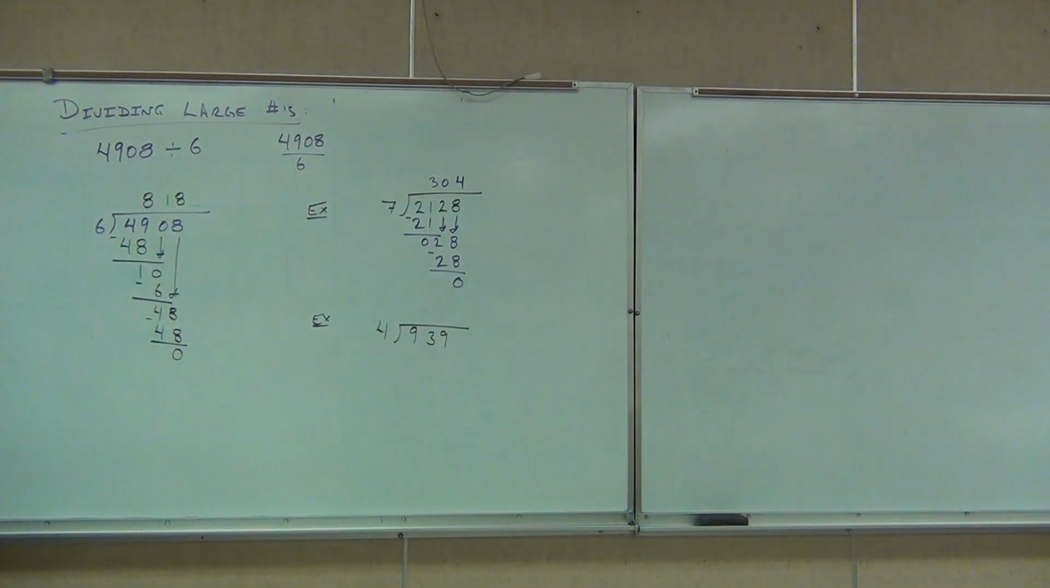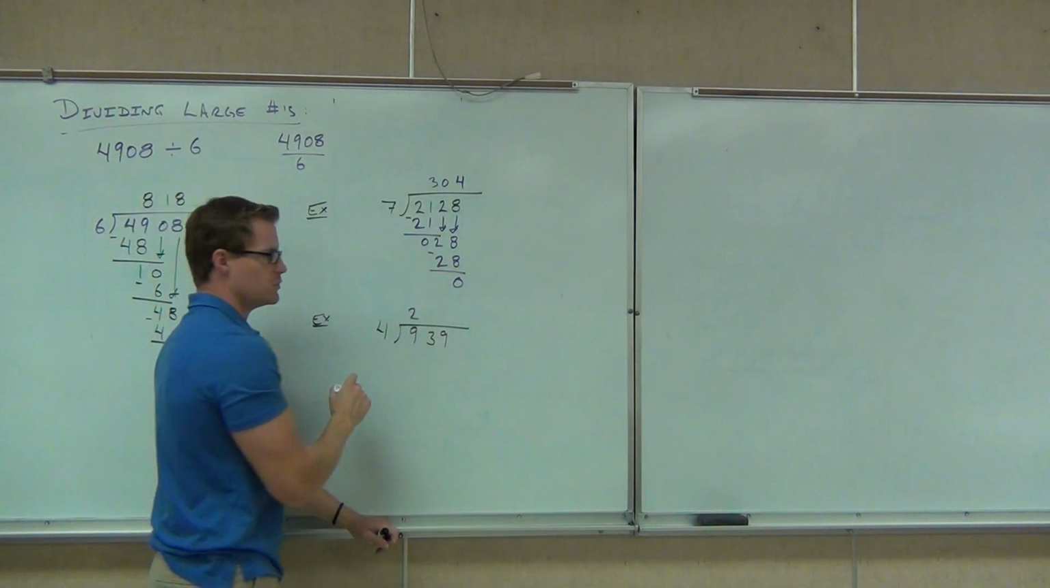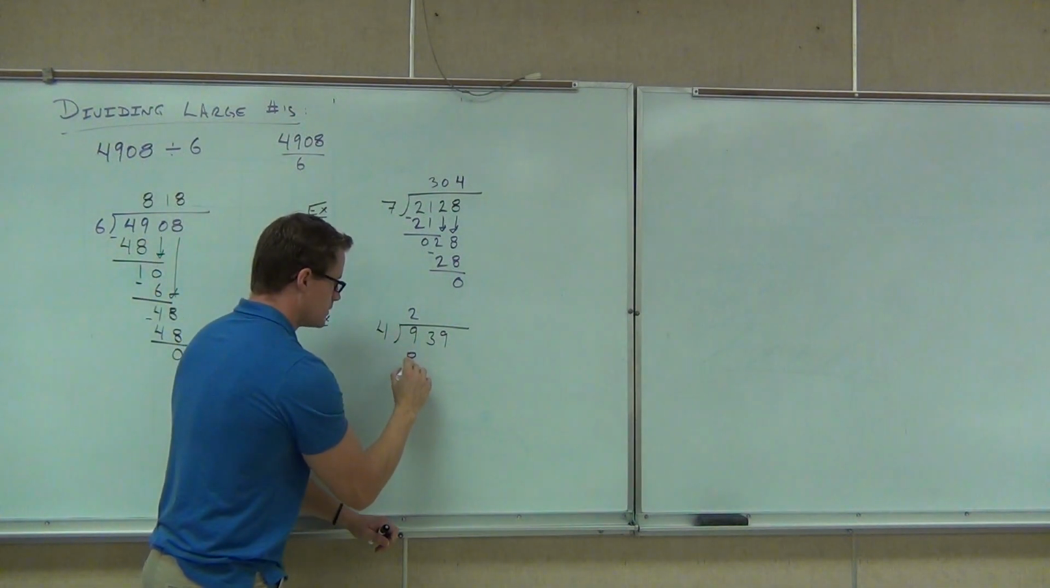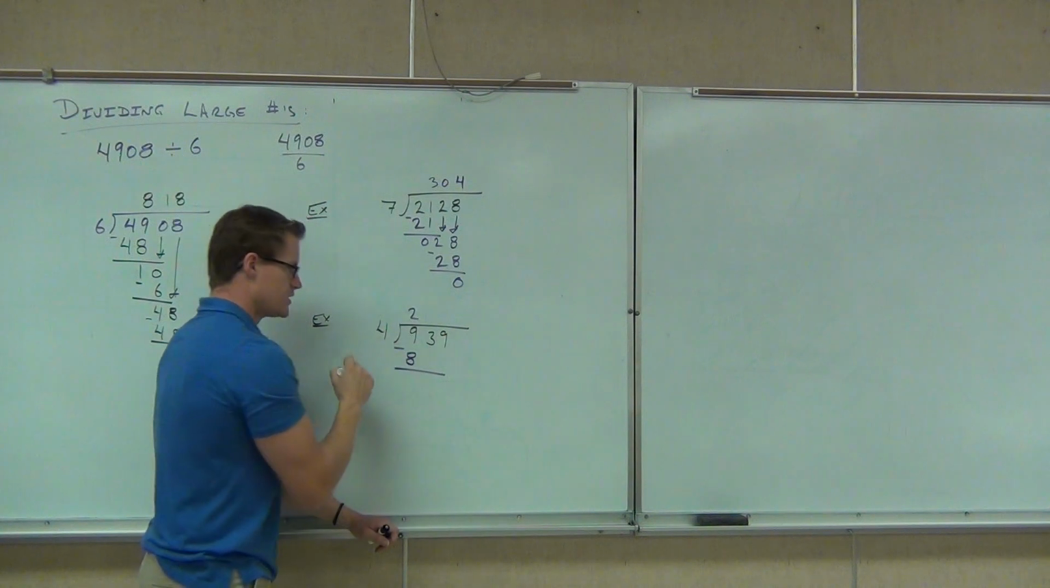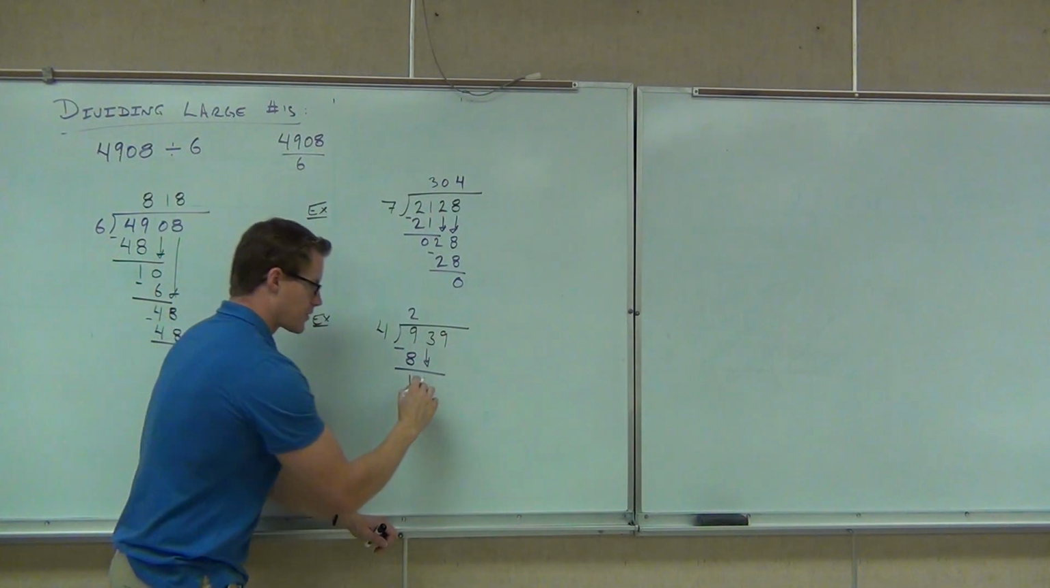All right, 4 into 939. So we're going through the process and we go, oh, right, we know how to do this. 4 goes into 9 2 times, I'm going to write the 2. I multiply the 4 times the 2, I get an 8. Next thing we said to do is we're going to subtract that so we get the 1. We bring down the 3.